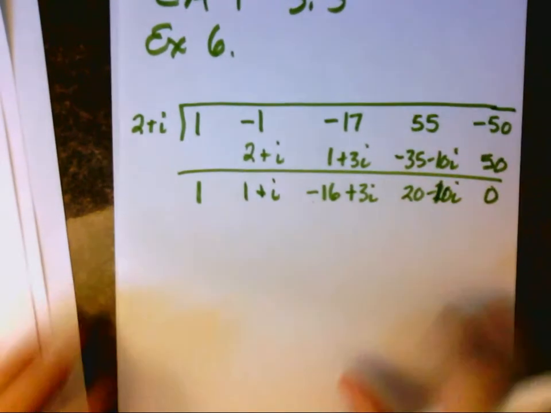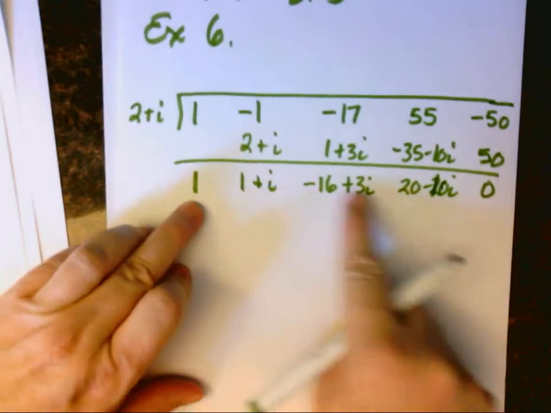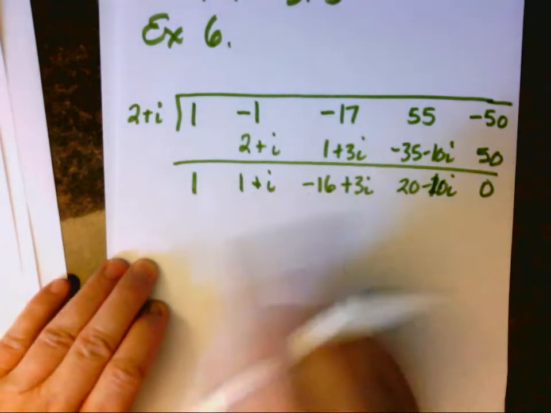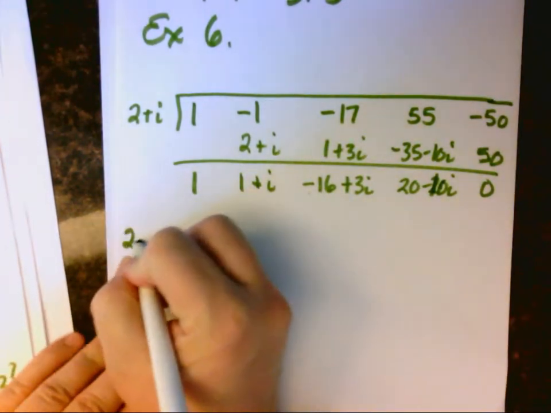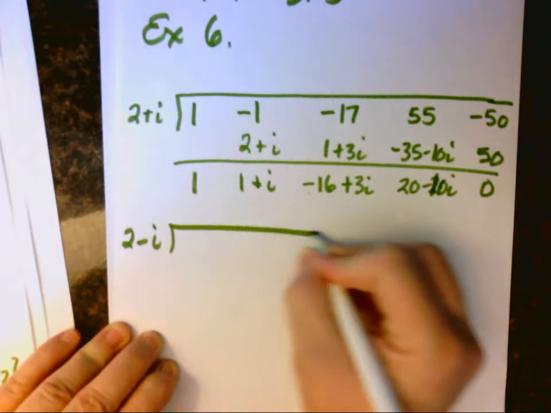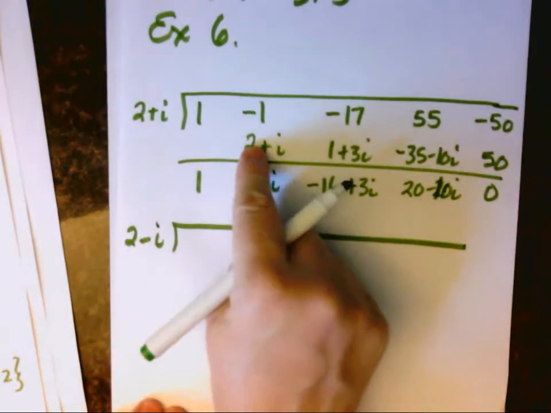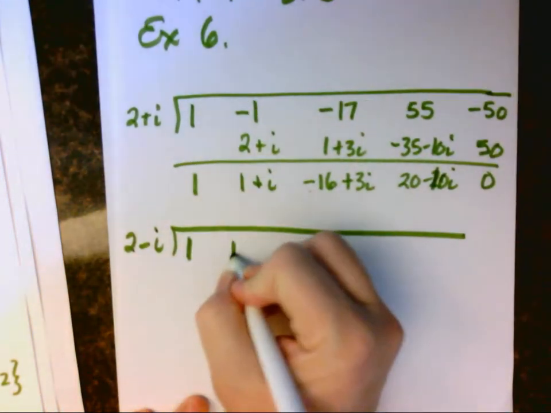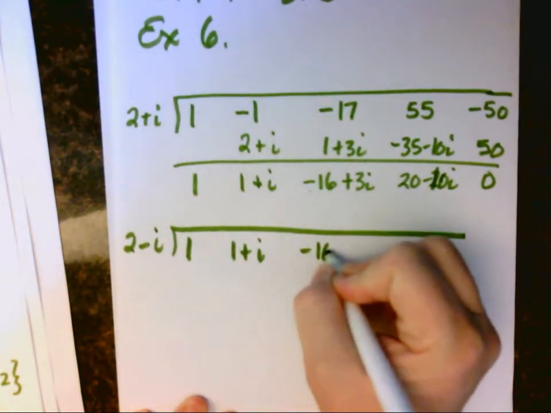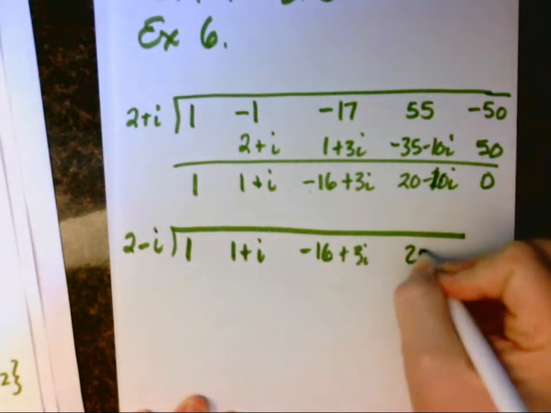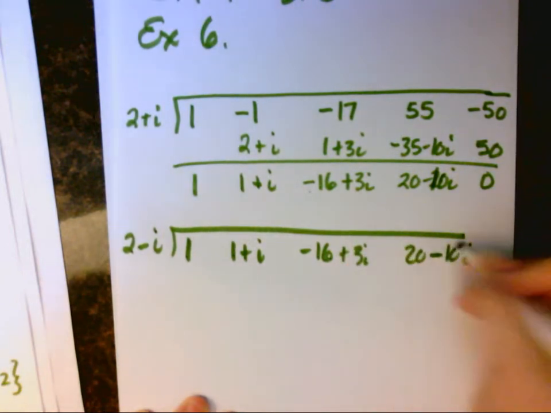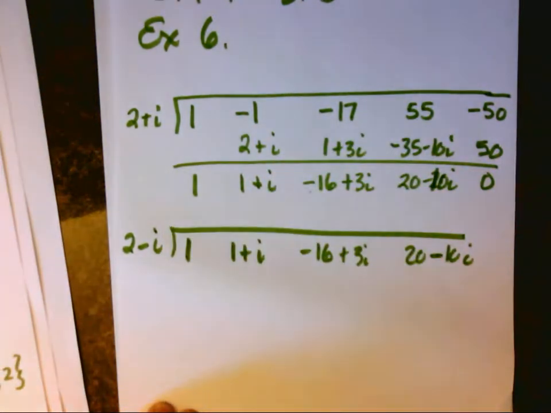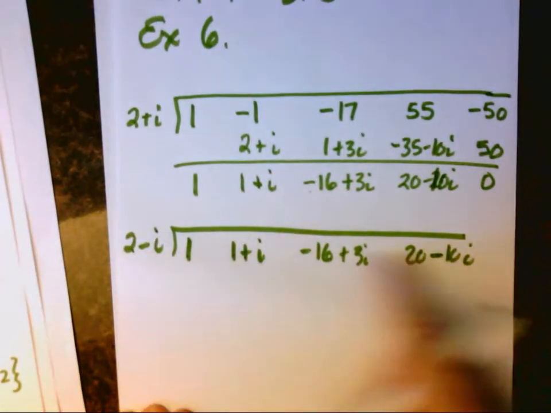Okay, now we know that these are the numbers that go in front of the polynomial. We'd have 1x cubed, 1 plus i x squared. We don't need to write that down. We also know that 2 minus i has to be a zero because they come in pairs, the conjugates. So I'm now taking what's left here. That's the polynomial after we divided out one of the zeros. And I'm going to do the conjugate into this.